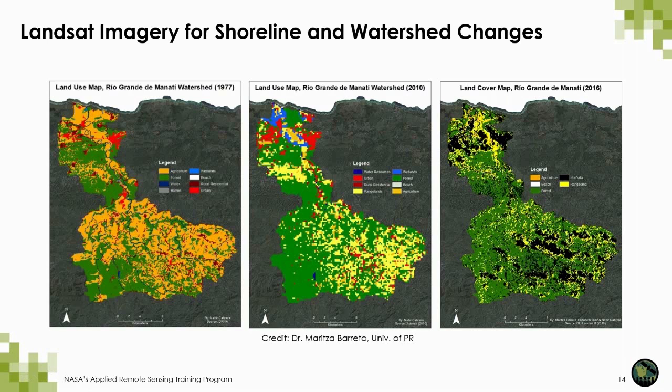In this case, one advantage of having a data set such as that of Landsat is that it's freely available to researchers. You can do this type of time series analysis for either watersheds or for specific coastlines.